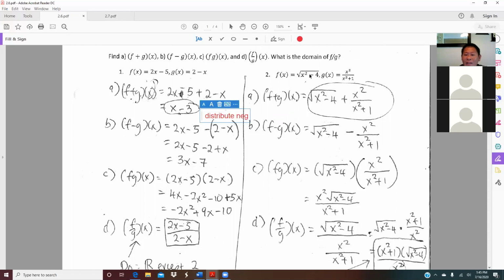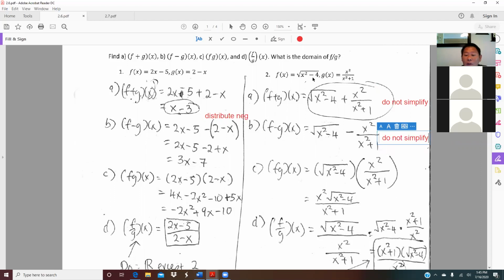Question 2 is a little bit hard because now you've got a square root and a fraction. So when you add this, you just simply add it like this. Do not simplify in this case. If you try to simplify this, it will take you half a page to do it. So just leave it like this. Same thing when you subtract, you just subtract it. You do not simplify. Okay.